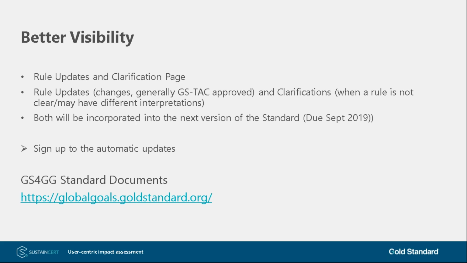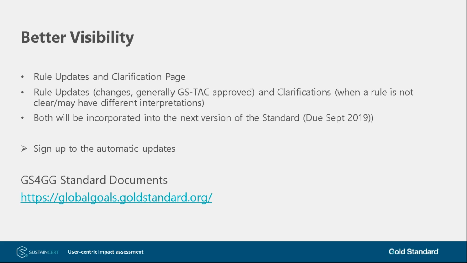And clarifications tend to be issued a bit more frequently because obviously they're not really something that TAC are involved in, and it's usually when a rule is not clear or there is a certain interpretation that needs clarifying. The general principle for both of these, anything you see on that page will be incorporated into the next version of the standard. And for those of you who don't know, it's due September 2019. So it's actually not that far away, in 3 months' time.